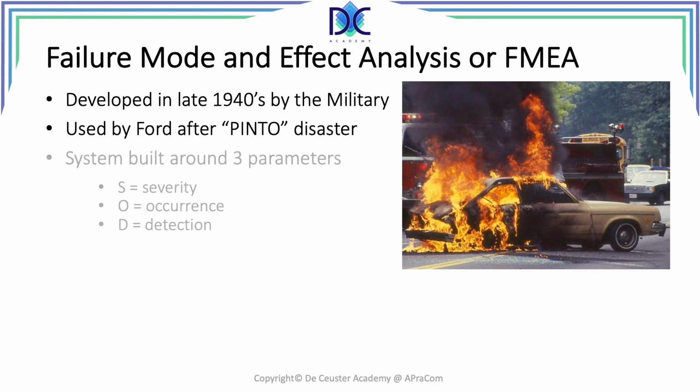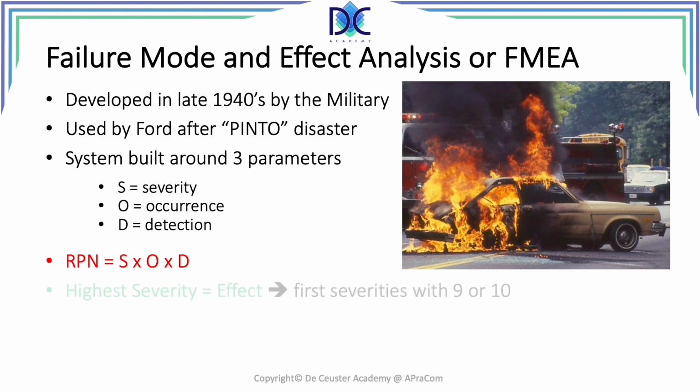Now we have a system which is built around three parameters. We have the severity, the occurrence, and the detection. And every parameter is given points from 1 to 10. And we can calculate the RPN number. And the RPN number is the product of the severity with the occurrence and the detection.